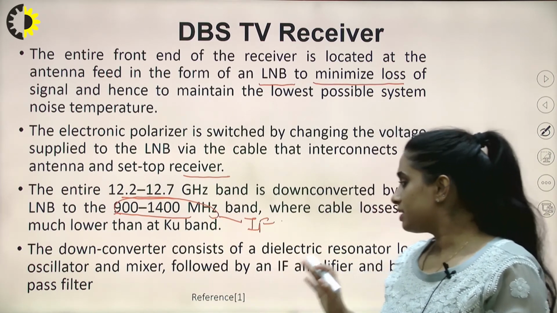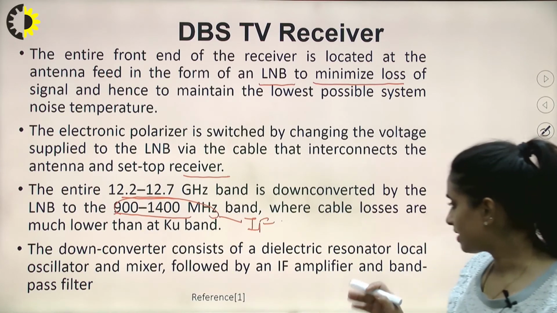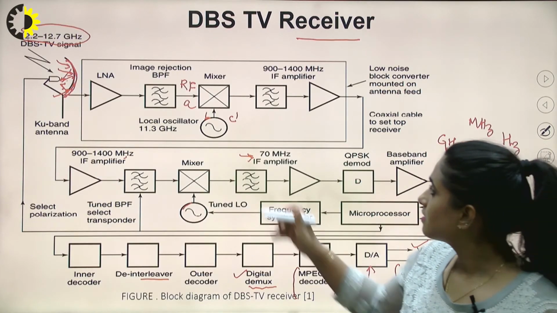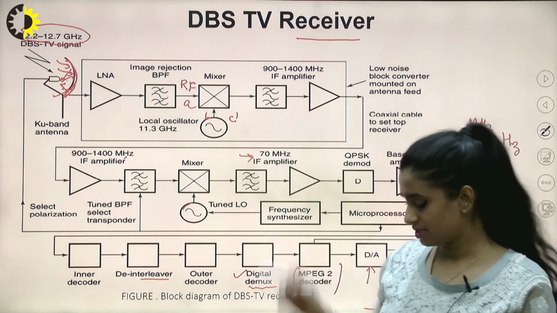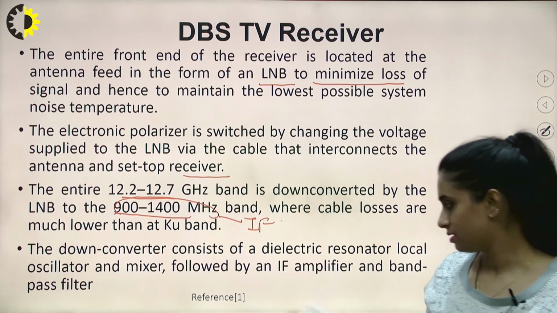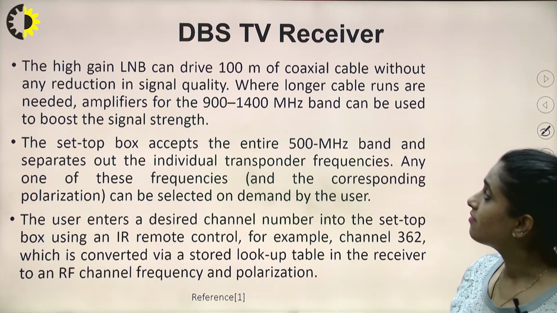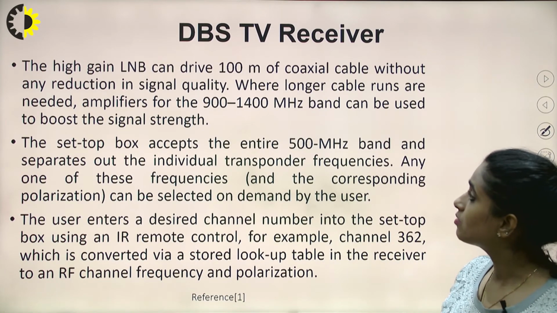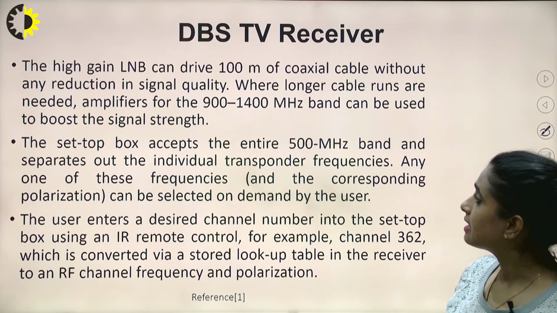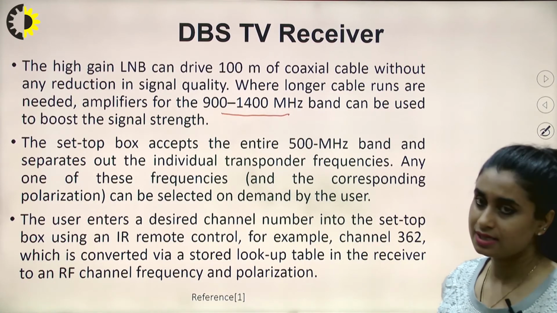The down converter consists of a dielectric resonator, local oscillator, and a mixer, true, which we have seen. A resonator, a mixer, a local oscillator, right? Followed by an IF amplifier and bandpass filter, already discussed. The high gain LNB can drive 100 meters of coaxial cable without any reduction in signal quality, where longer cable runs are needed. Amplifiers for this band can be used to boost the signal strength, true.